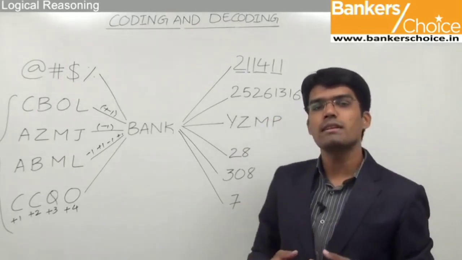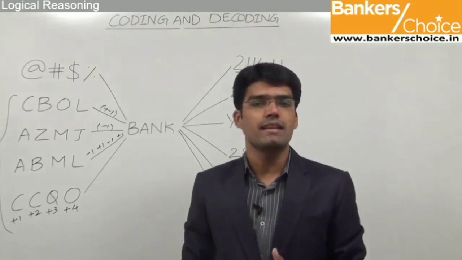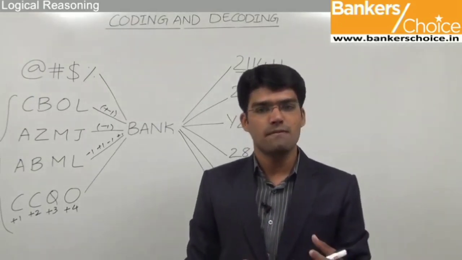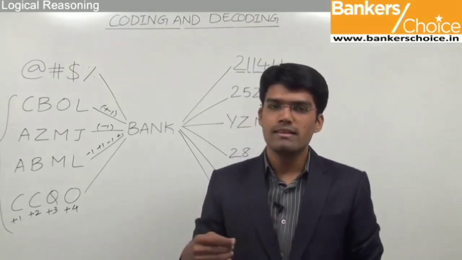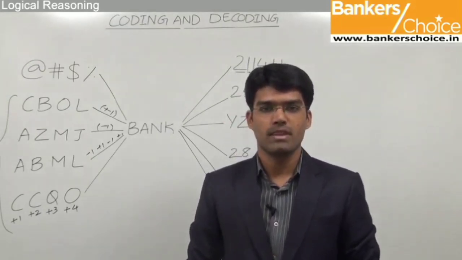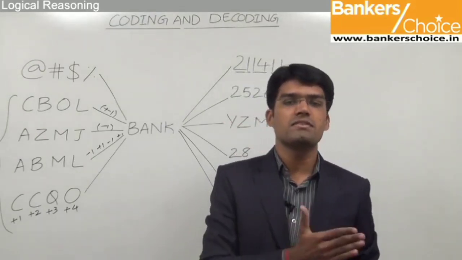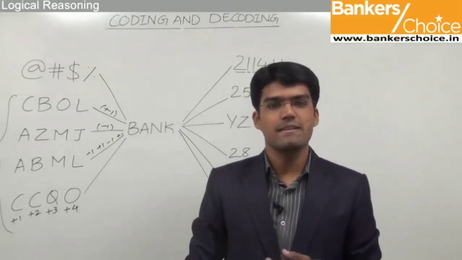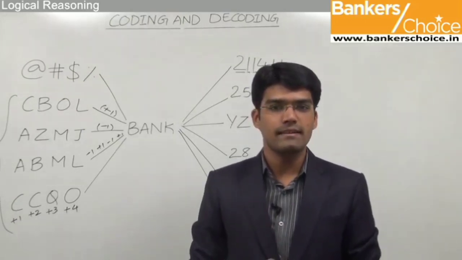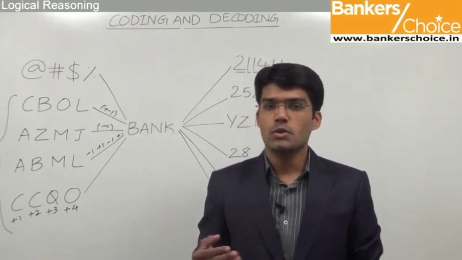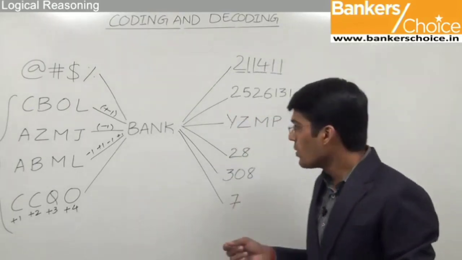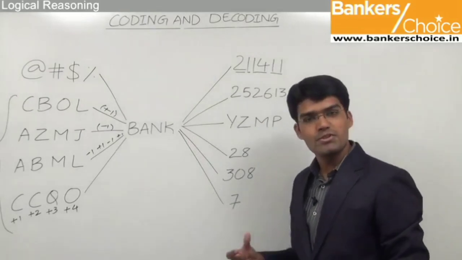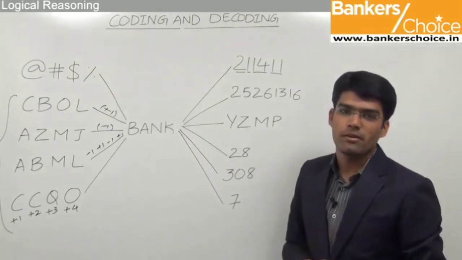For example, as already discussed, when we write A to Z in the alphabetical order, A becomes the first letter, B is the second letter, C is the third letter, and so on till Z is the 26th letter. But if we take the positions in the reverse order, Z is the first letter, Y is the second letter, X is the third letter, and so on till A becomes the 26th letter. So here the coding has been done based on the positions of these letters in the reverse alphabetical order.